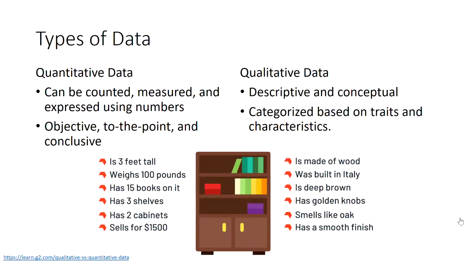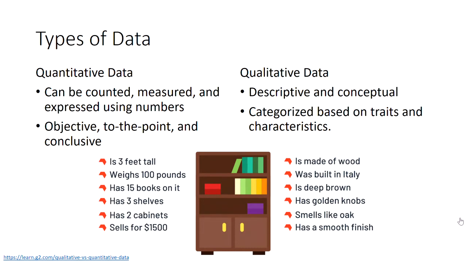So there are two main types of data. Quantitative data, and this is data that can be counted, measured, or expressed in numbers, so like numerical data. So it's very objective, it's to the point, and it's conclusive. So if we look at our little dresser down here, we can say quantitatively that this dresser is 3 feet tall, it weighs 100 pounds, it has 15 books on it, 3 shelves and 2 cabinets, and it retails for $1,500.